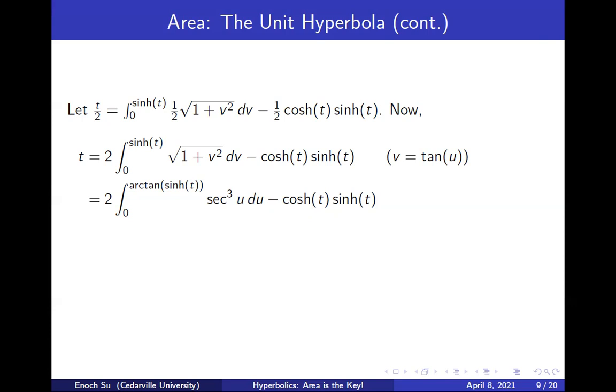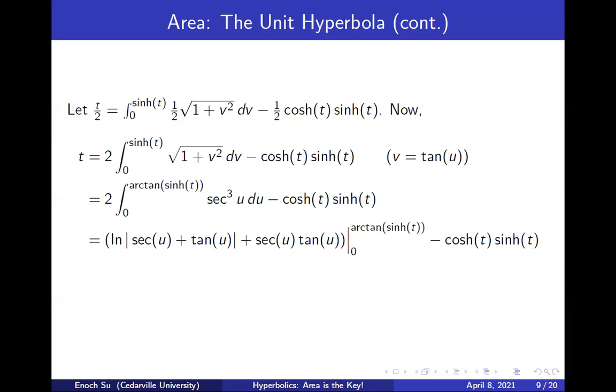Now for the bounds. Notice that we have the bounds in terms of v, so v equals 0 and v equals sinh of t. Now taking the substitution to the right, we can solve for u and say u equals arctan of v, again knowing that we are just in the first quadrant. And so arctangent of 0 is just 0, and the arctangent of sinh of t is just arctan of sinh of t. And everything else stays the same as it is.